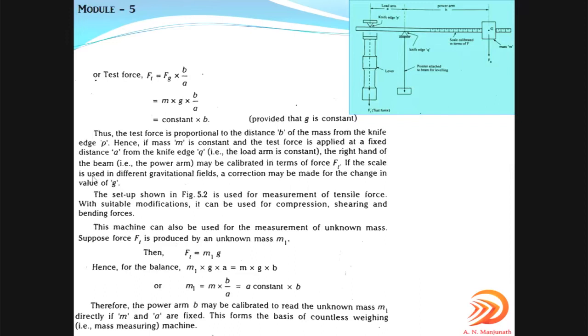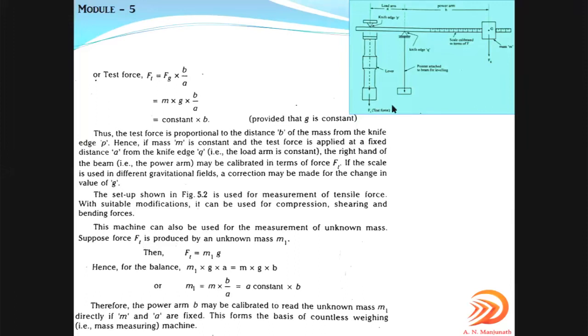If the scale is used in different gravitational fields, a correction may be made for the change in the value of G. So this particular unequal arm balance can also be used for the measurement of unknown mass as well as the tensile force.